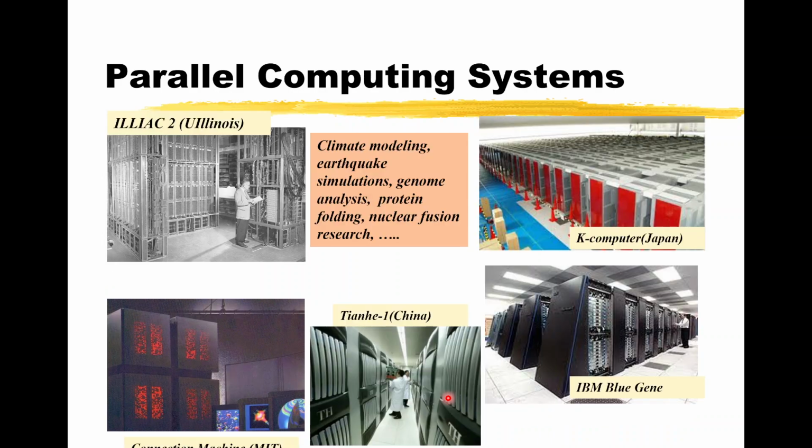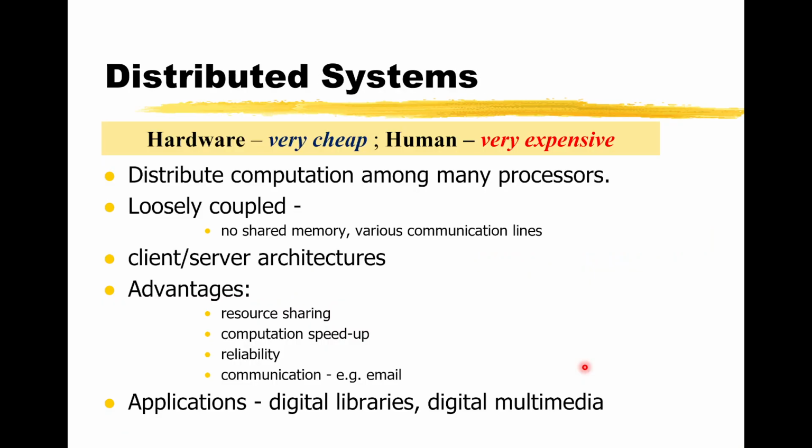Look at a computing system here. The earlier ones in Illinois is where you have a computer that had multiple microprocessors, used for climate modeling, liquid simulations, genome analysis, protein folding, and other research. Same thing with the K computer in Japan. Then we have the Connection Machine at MIT. And then we have IBM also. All of them were used for this.